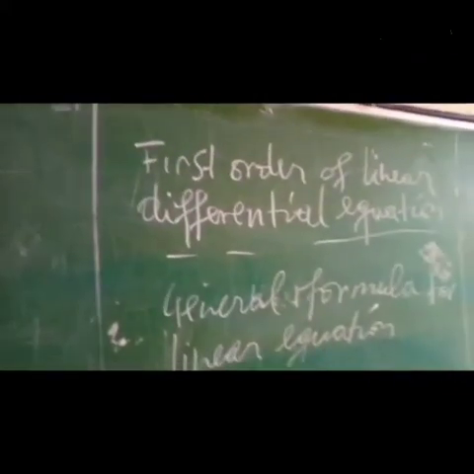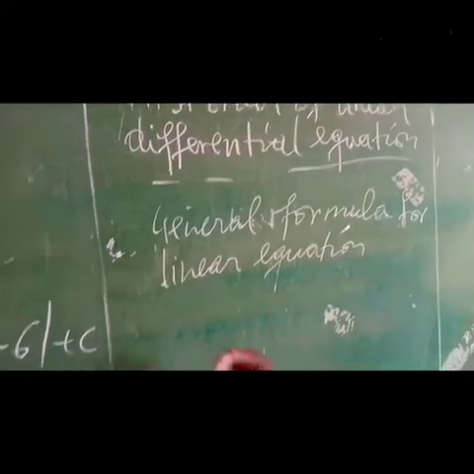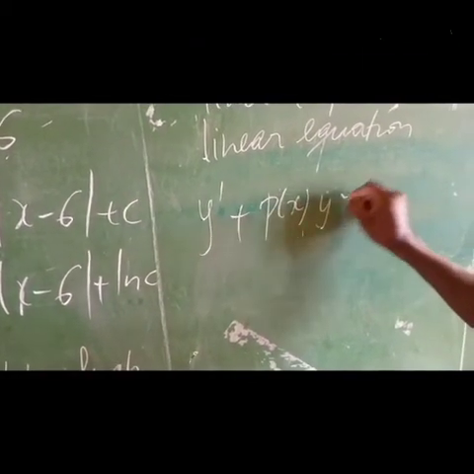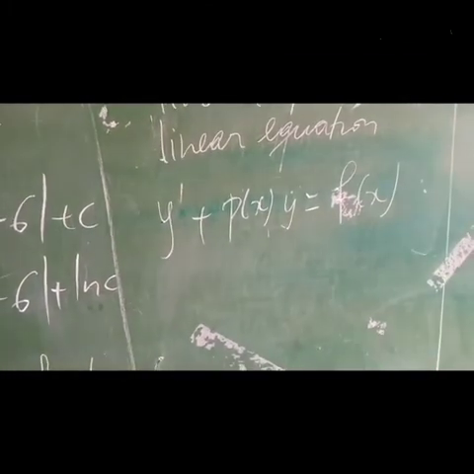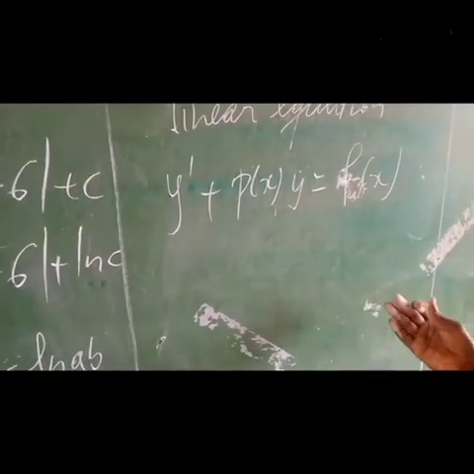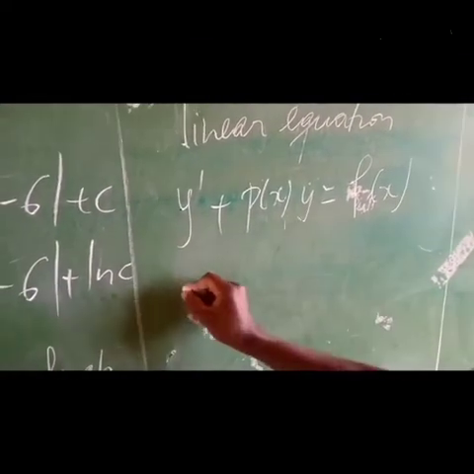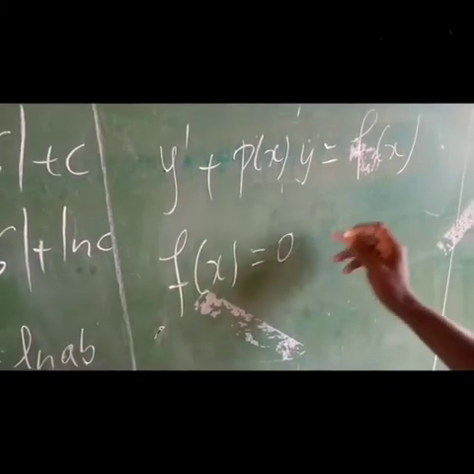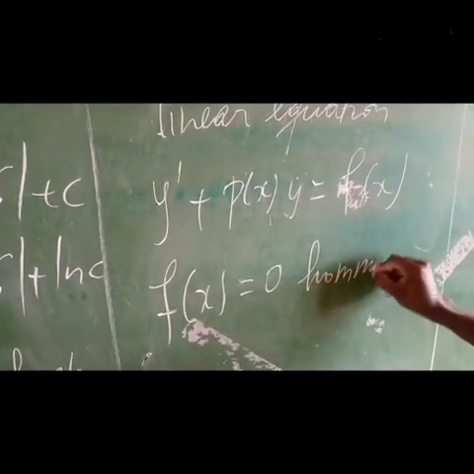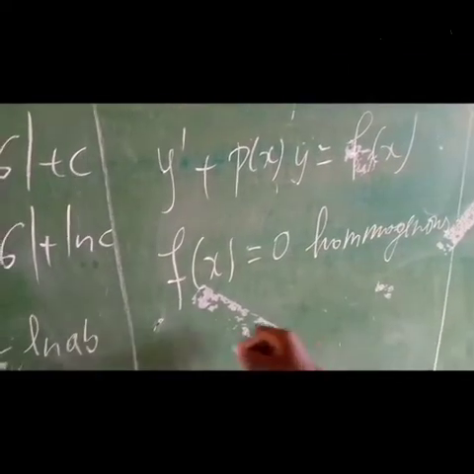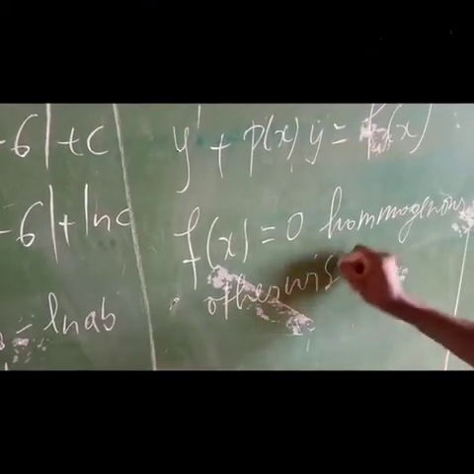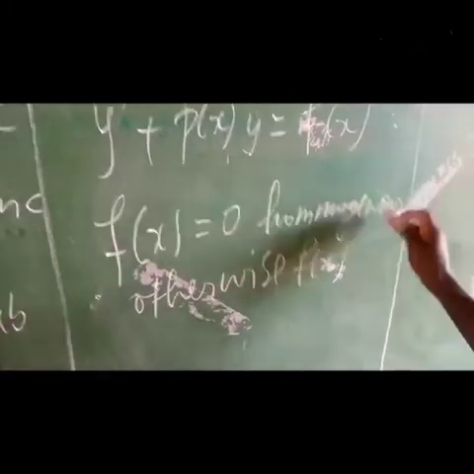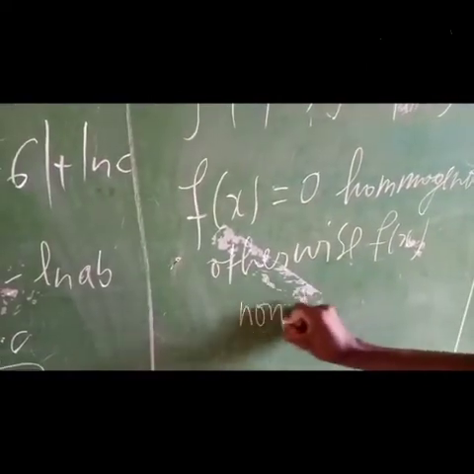Linear differential equation: we will have to use some general formula for the linear equation. So we have y prime plus p(x) y is equal to f(x). And then here we just have to differentiate between the homogeneous and the non-homogeneous equation. We'll find out that if f(x) is equal to 0, it means this equation is homogeneous. Otherwise, if f(x) is any constant or a function of x, it means it is non-homogeneous.